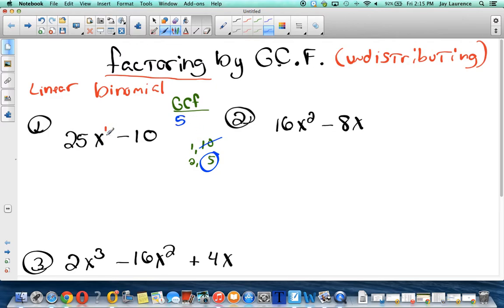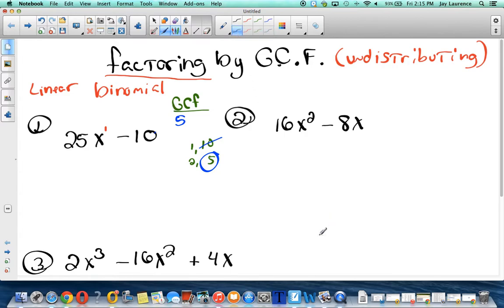Now I'll check the variables. There's only an x over here. There's no variable over here, so I'm not going to have a variable as part of my GCF. Before, when we were undistributing, some of you were completely ignoring the variables. Don't ignore them, please. Be nice to them.